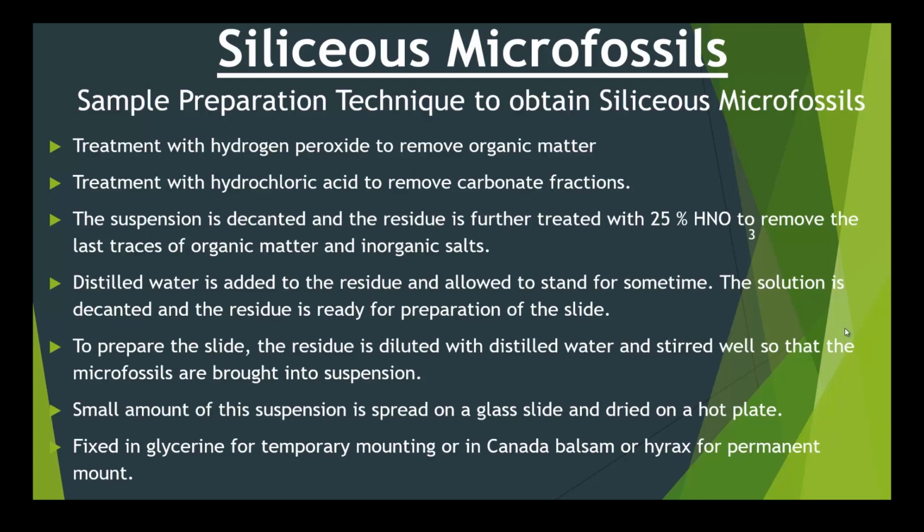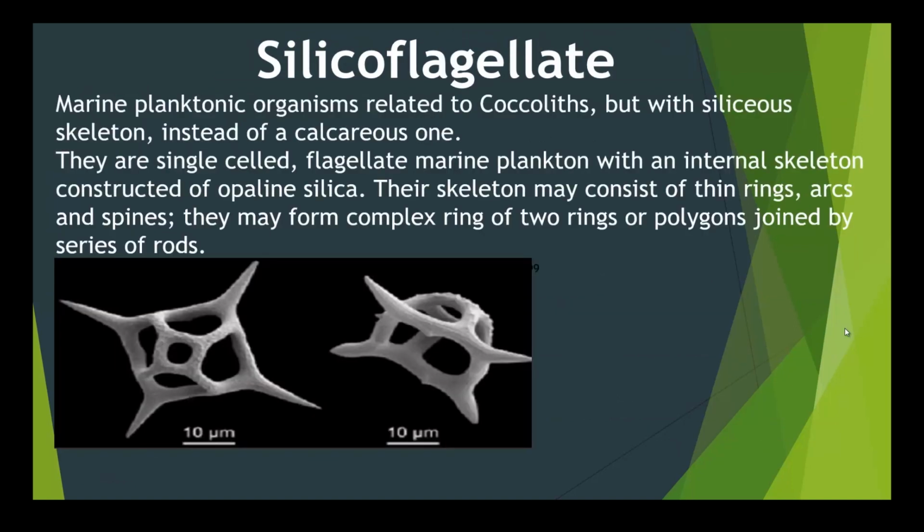Silicoflagellates are a type of siliceous microfossils. They are related to coccoliths but with siliceous skeleton. These are marine planktonic organisms. They are single-celled, flagellate marine plankton with an internal skeleton constructed of opaline silica. Their skeleton may consist of thin rings, arcs, and spines.